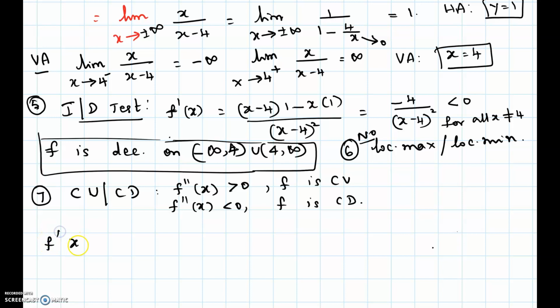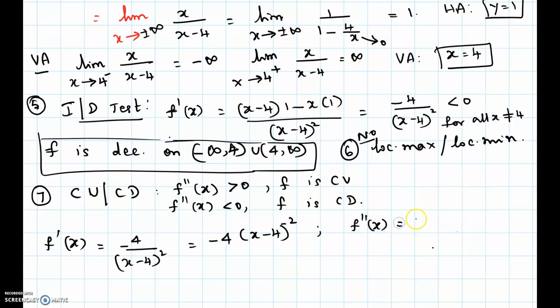So f prime of x is negative 4 over x minus 4 squared, which can be written as negative 4 times x minus 4 to the power negative 2. If you do the derivative here, we can write by chain rule negative 4 times negative 2 times x minus 4 to the power negative 3 times the derivative of x minus 4, the inner derivative, that is 1, which will become 8 divided by x minus 4, the whole cubed.